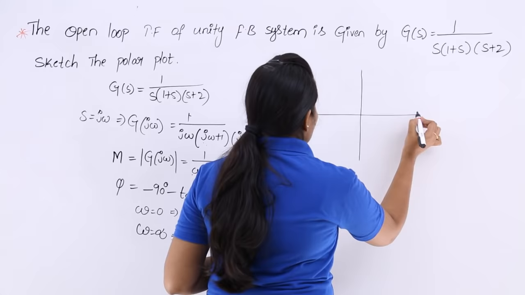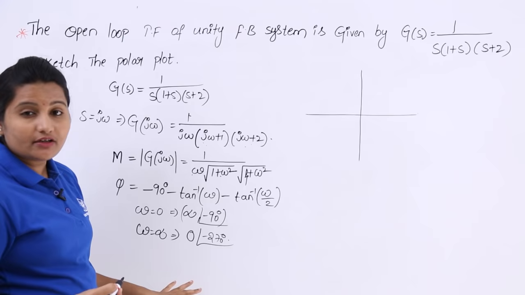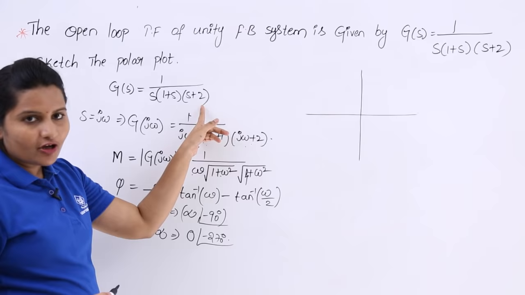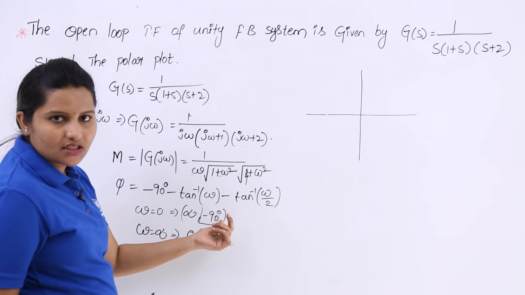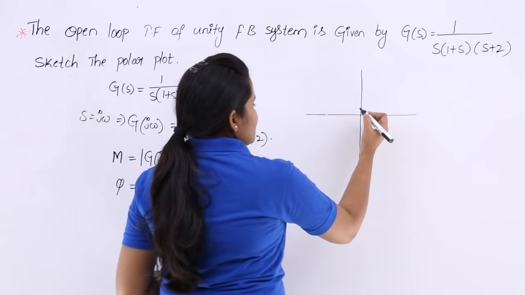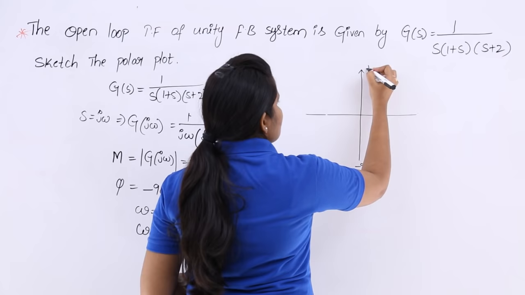You already know which type of plot it will take, because this is a type 1 and order 3 system. Type 1 order 3 system means your plot will be like this. So, at omega equal to 0, you don't know the value, but it will touch the minus 90 degrees line. This is an imaginary line, you can see. This is minus 90 or plus 270. This is plus 90 or minus 270.